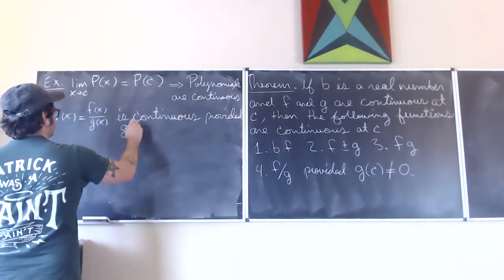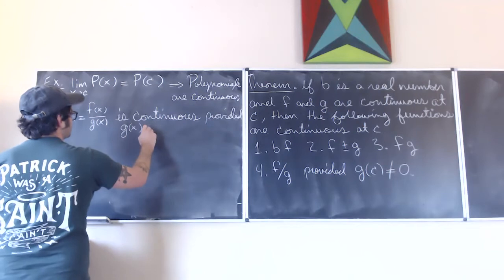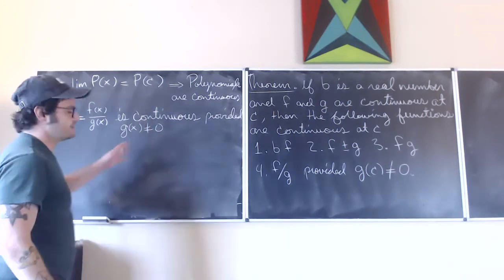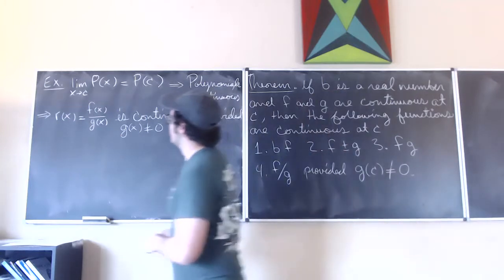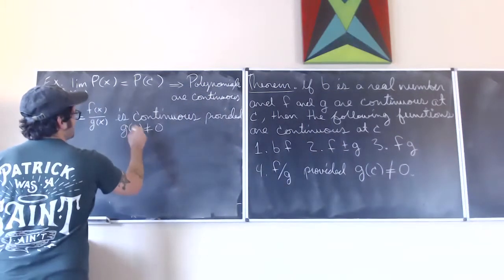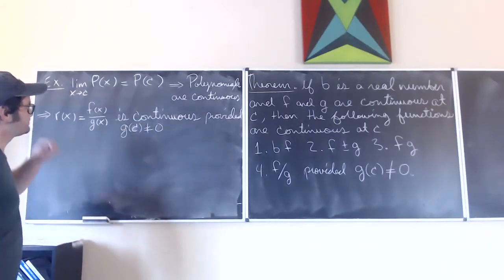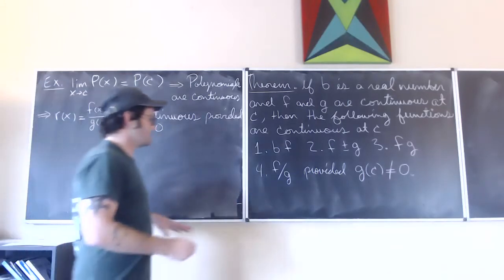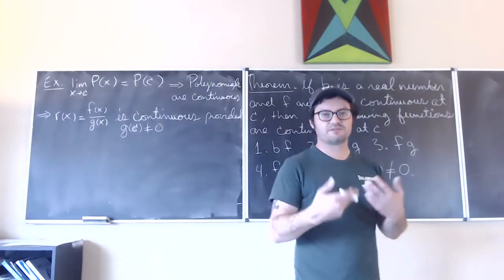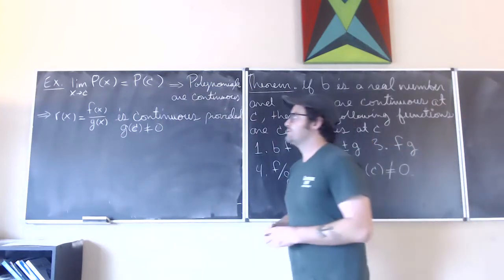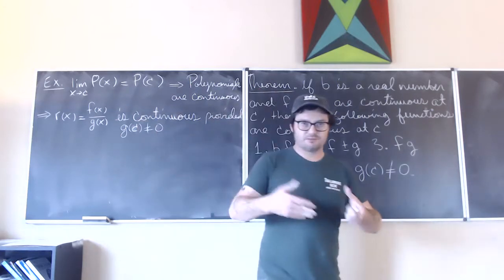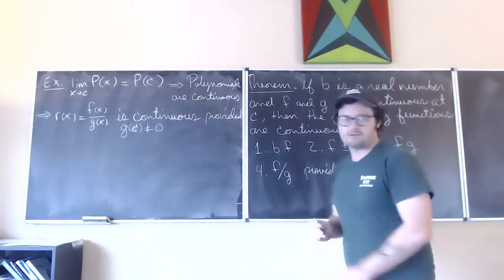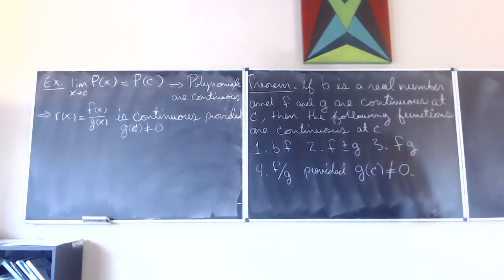Provided, so I say we're talking about continuity at a point, so I should really say provided g of c is not equal to 0. So I'm talking about these functions being continuous at a point c. Now, if they're continuous at all points in a given interval, then these are also said to be continuous on those intervals. Okay.